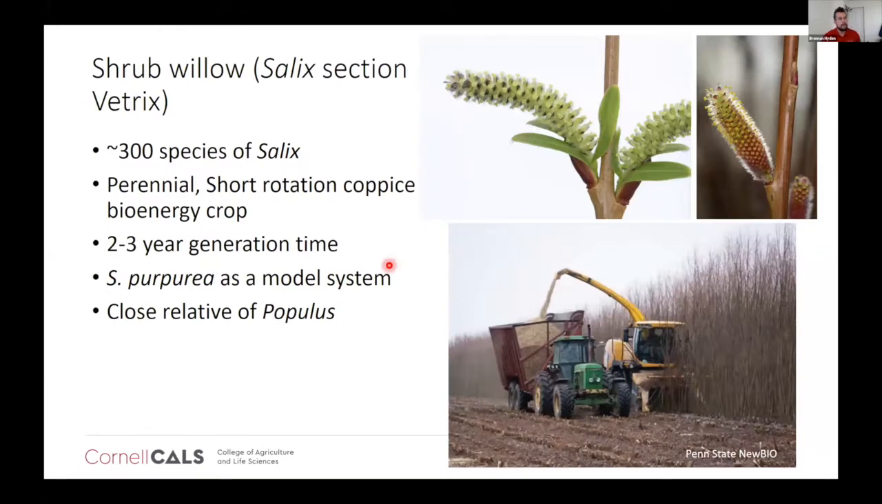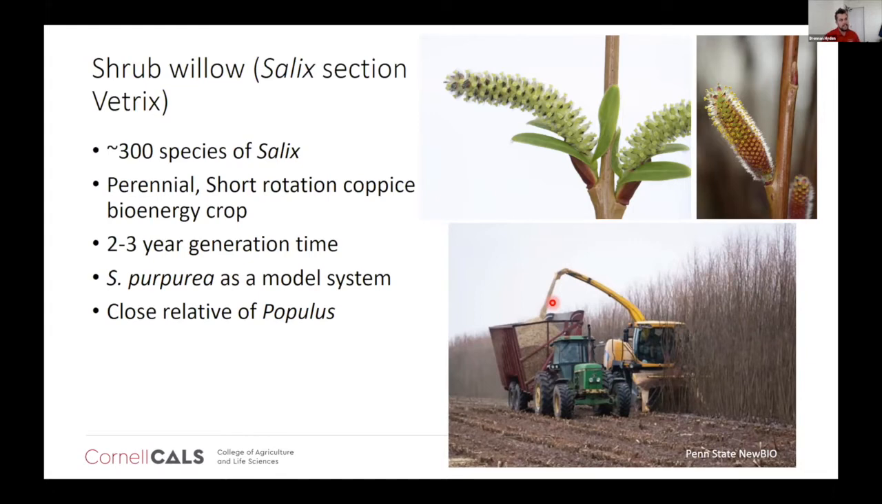So a little bit of background on shrub willow. Willow belongs to the genus Salix, and this contains over 300 species. And among these are the shrub willow or section Vetrix. And these are a short rotation coppice bioenergy crop. So they're grown in high density plantings such as this, where they can be coppiced and chipped every 2 to 4 years. And then those chips can be burned to generate heat and electricity.